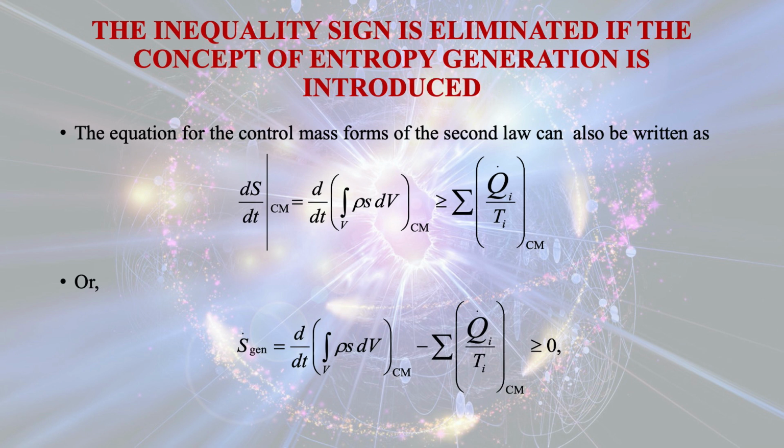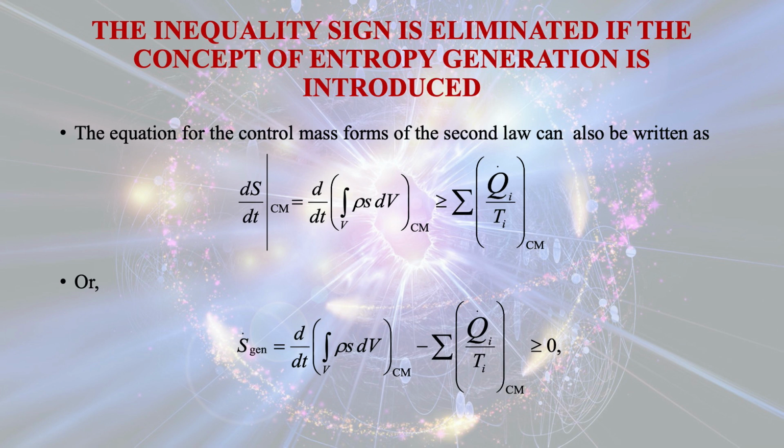Now the equation for the control mass form of the second law can also be written on a rate basis, that is dS by dt, equal to d/dt of the integral of rho s dV, greater than or equal to the summation of Qi dot by Ti of the control mass. And S dot generation, equal to d/dt of the integral of rho s dV of the control mass minus the summation of Qi dot by Ti of the control mass, is greater than or equal to 0. If the process is reversible, then of course entropy generation is 0.